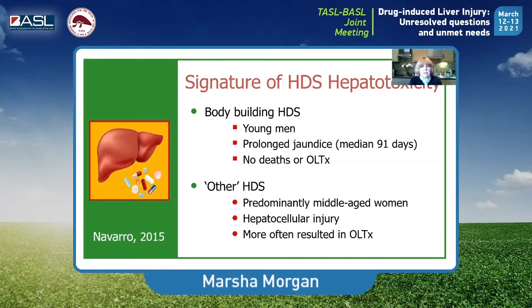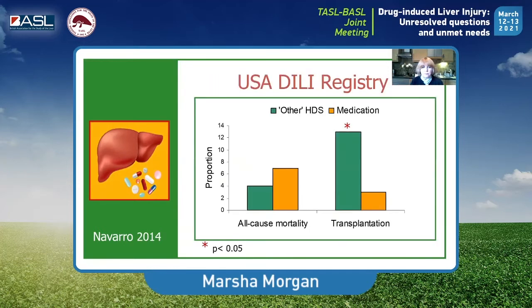The other HDS signature reflects that in the Spanish DILI database: predominantly middle-aged women, hepatocellular injury, and a greater severity of disease requiring transplantation. Here we see the comparison of outcomes between these other HDS and medication. No real difference in all-cause mortality, 4% against 7%, but a very definite and significant difference in the need for transplantation. All of the women that were transplanted with relationship to HDS were of non-Mexican white origin.